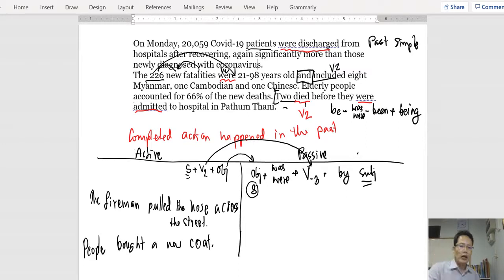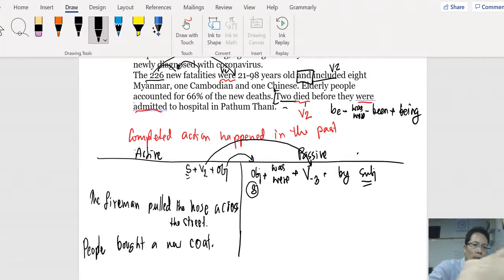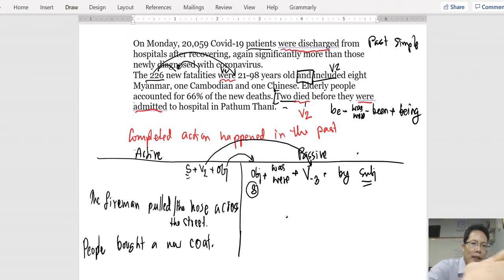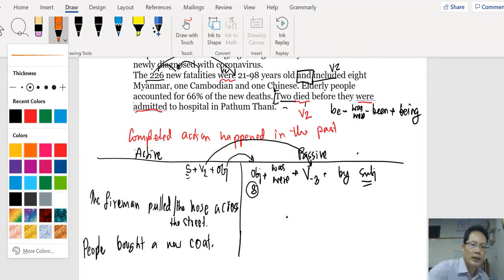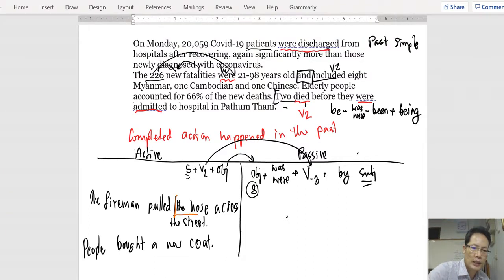I would like to change from singular subject to plural subject. So fireman is a singular subject. When we change to passive voice, we have to find out which one is the object of the sentence, and which one is the subject of the sentence. Only this. So the object will be moved to be the subject of the passive voice, the hose.